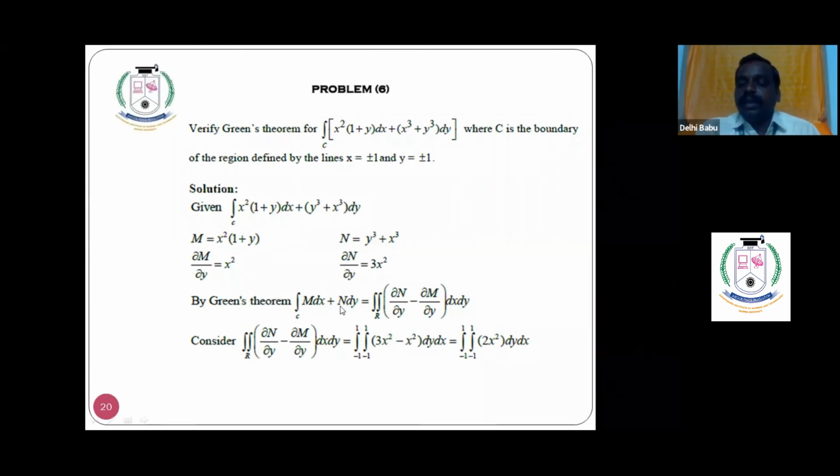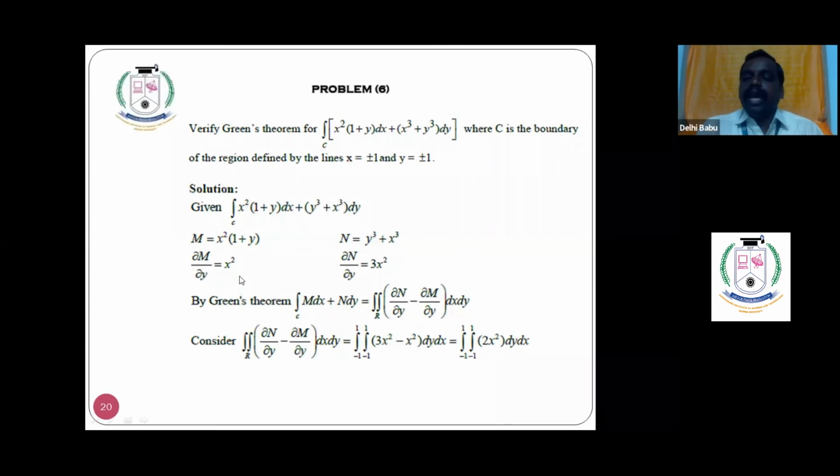Similarly, the dy coefficient is n. In the problem, the dy coefficient is x cube plus y cube. So n equals y cube plus x cube, or x cube plus y cube. So I want ∂n/∂y. That means differentiate this n partially with respect to y. Y cube differentiates to 3y square and x cube differentiates to 0. Hence it's 0. And ∂m/∂y I want.